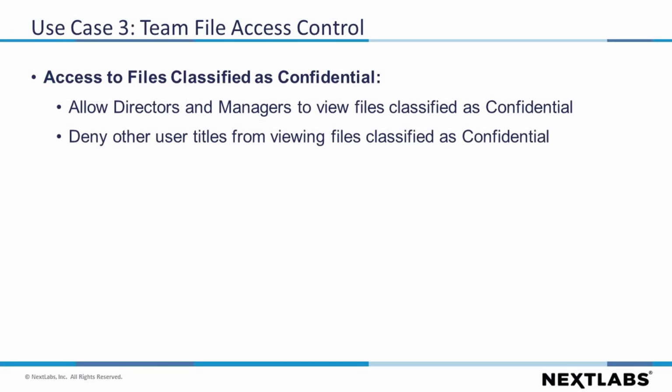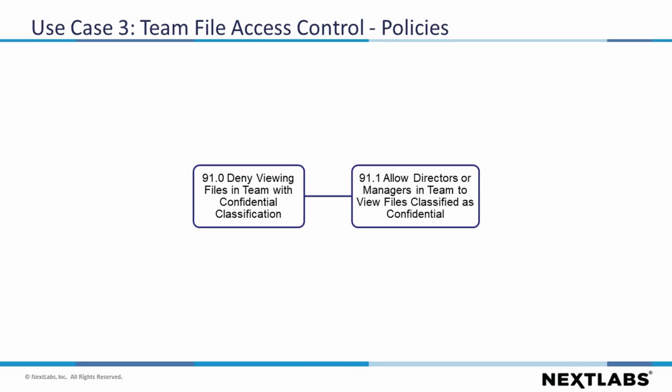In our third use case, we will demonstrate how access to files in a team can be managed based on the title of the members of a team and the classification of a file. Directors and managers are allowed to view files classified as confidential, and other user titles will be denied from viewing files classified as confidential. The main policy for this use case is a default deny policy that denies viewing of a file in a team with a confidential classification. The subpolicy will only allow directors or managers in a team to view files classified as confidential.